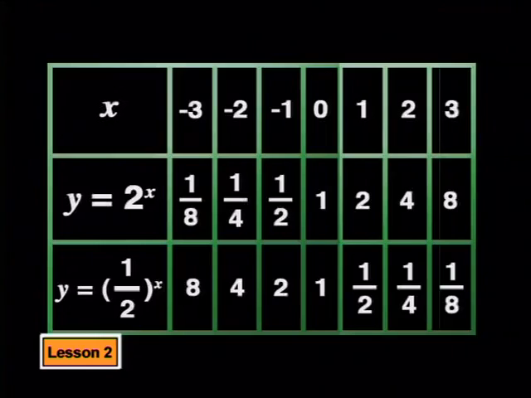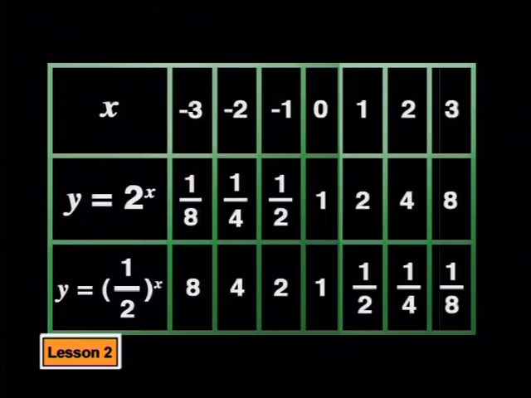Now compare these y values with the y values for y equals 2 to the x. 1/8 is the inverse of 8. A quarter is the inverse of 4. Do you see that for each x value in the table, the two y values are the inverse of each other? So the y values for y equal to a half to the power of x are the inverses of the y values for y equal to 2 to the power of x.